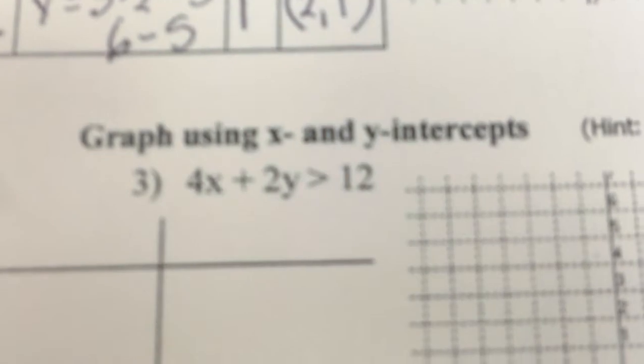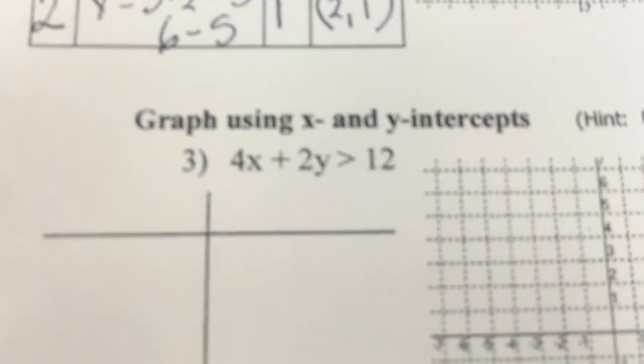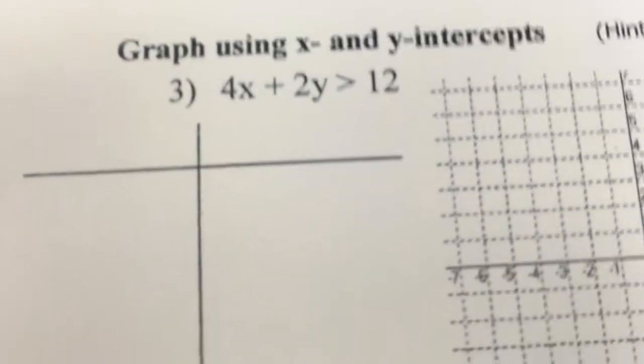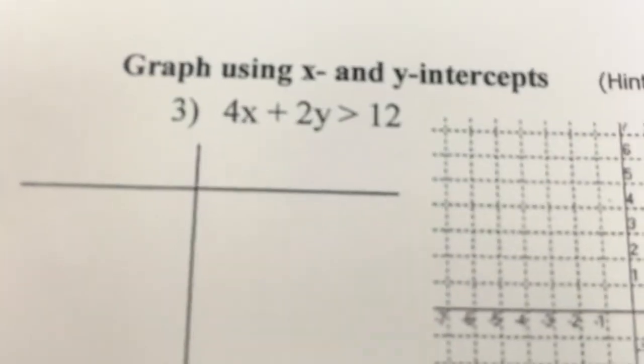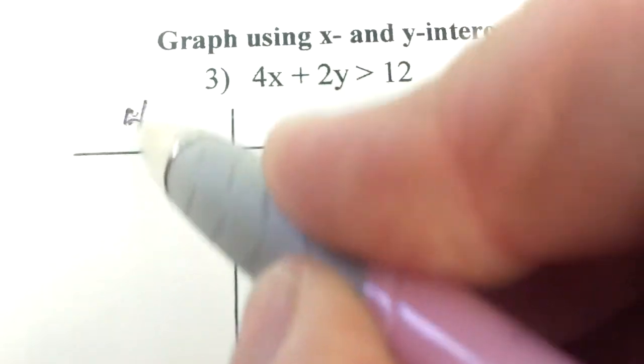Now, let's look at the next one. It says graph using x and y intercepts. And please notice that this is an inequality. Okay? So we're going to find the x and y intercepts. So I'm going to write the inequality here.